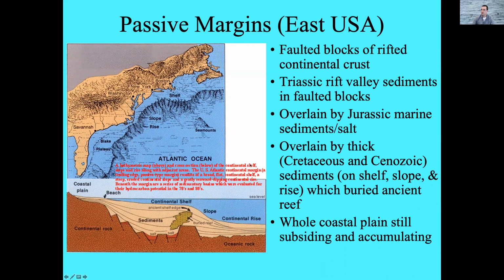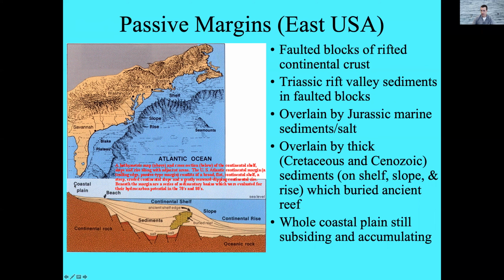So looking at the east coast of the US, this is one of the passive margins. And here, we've got this wide continental shelf, a gentle continental slope with a rise down below the slope going down to the abyssal plain.